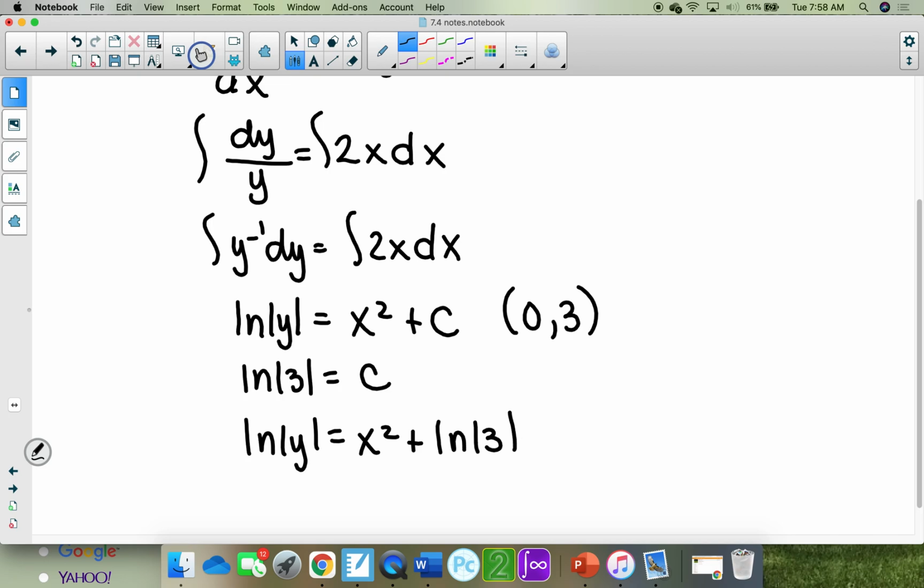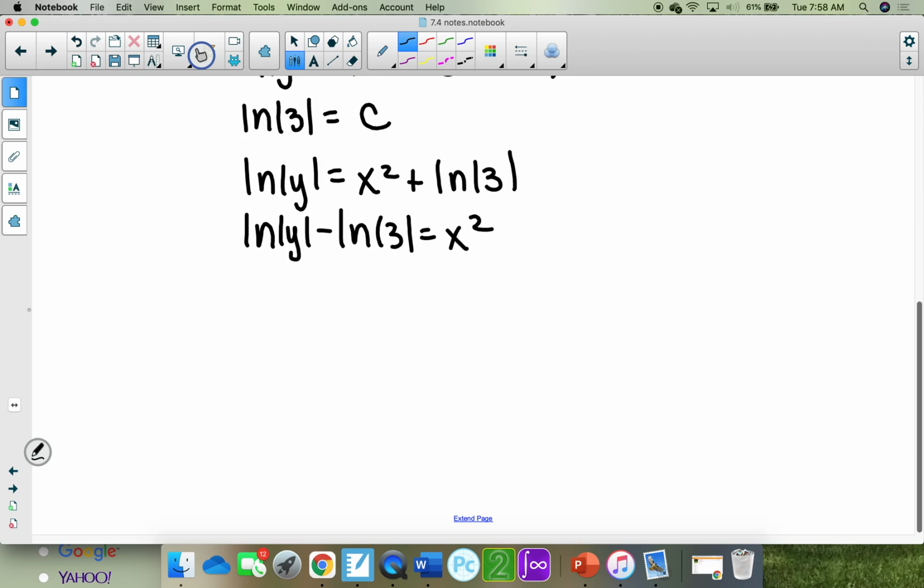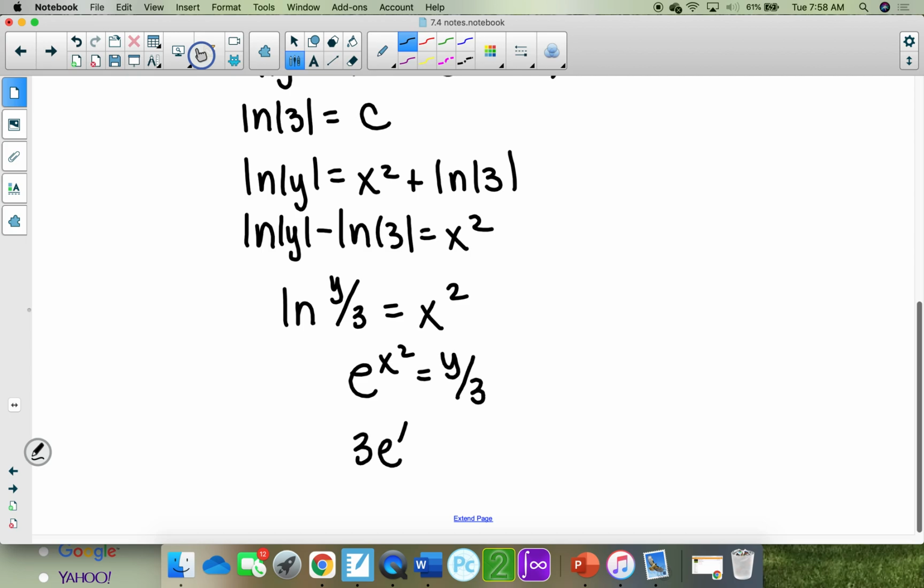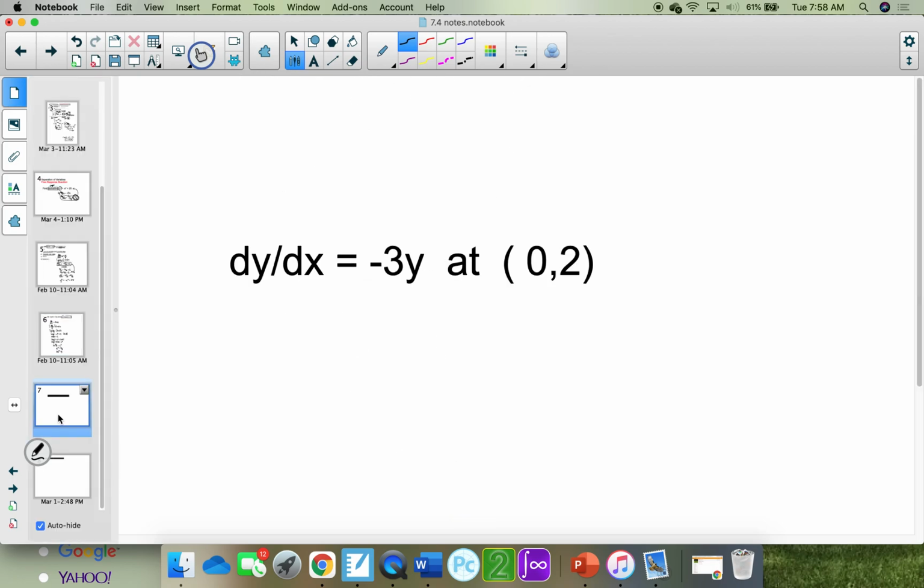I'm going to use my natural log ability and bring these over to the same side. If I'm subtracting, it's really the natural log of y divided by 3 equals x squared. E to the x squared is equal to y divided by 3. So 3e to the x squared is equal to y. As you can see, natural logs play a big part in separating the variables.